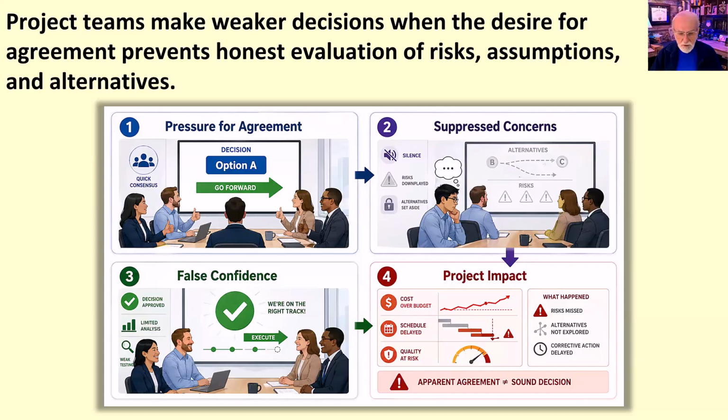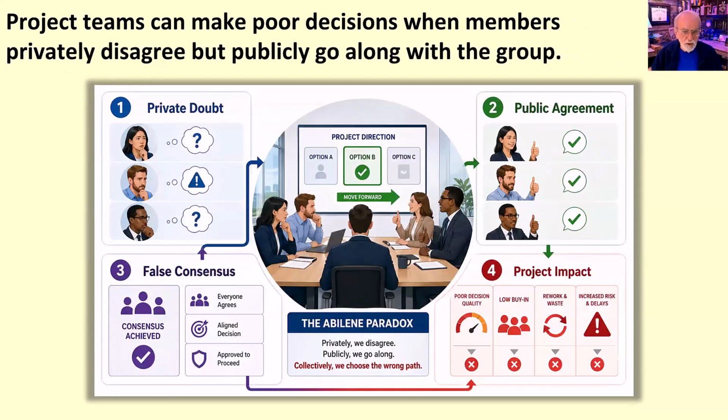It's called the Abilene Paradox. I don't know how many have heard of this, but this is where a team may collectively choose a direction that no team member actually supports. So it's really a problem of agreement as well, in a different way. The Abilene Paradox is when teams agree to what no one wants. Project teams can make poor decisions when team members privately disagree but publicly go along with the group.